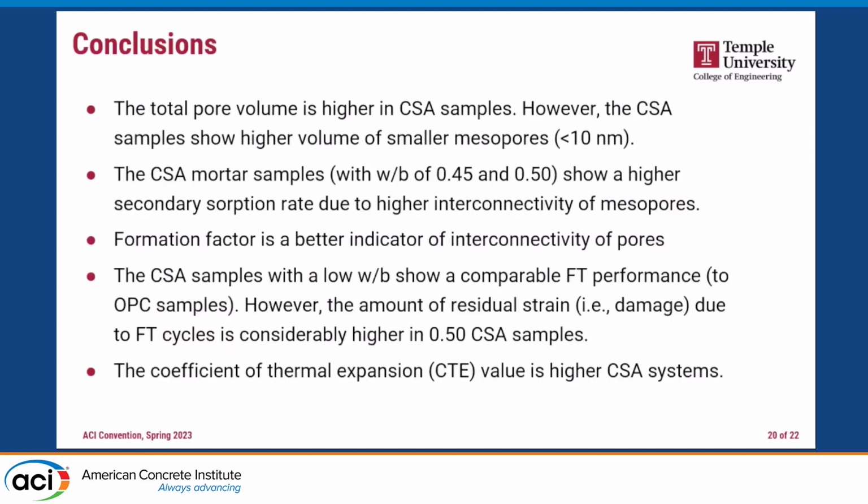So, very quick conclusions. The pore size distribution is different, right? As I showed in the previous images, we shift to the left side, with a smaller pore size at the peak. In the absorption data, we see that the higher water-cement ratio system gives us a higher absorption rate, the secondary rate. Formation factor is the better way to get an idea about the interconnectivity of the pores. For freeze-thaw performance, at the higher water-cement ratio CSA is not performing well, while at the lower water-cement ratio they are performing satisfactorily. And lastly, the CTE for CSA is higher compared to OPC.